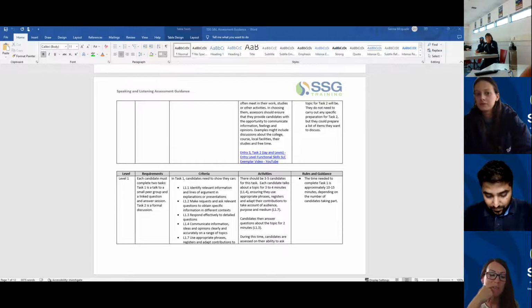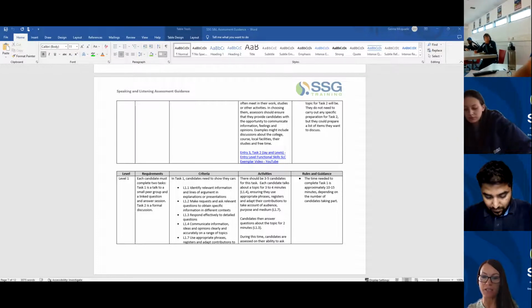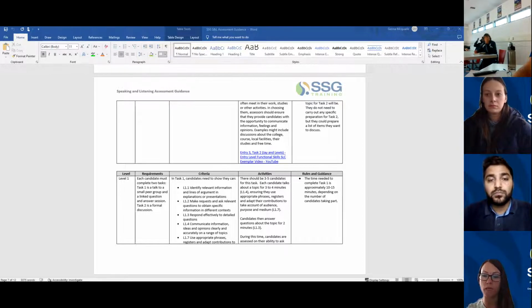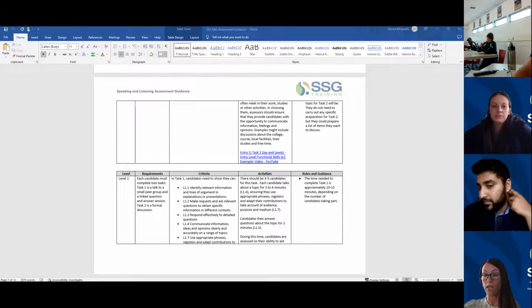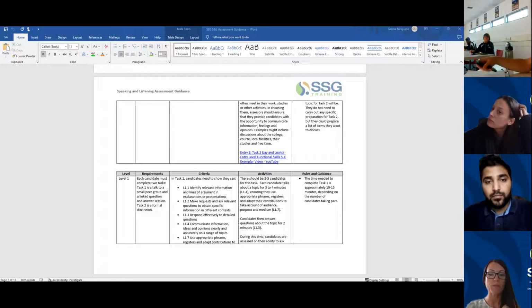So this is our speaking and listening standardisation session. The purpose of this session is to look at aspects of functional skills speaking and listening assessment for level 1, for level 2, to look at decisions and standardising our decisions to make sure that our candidates are getting the same experience and the same standard of assessment, whether they're being assessed over here or by this assessor or by that assessor. Everybody's getting the same level of assessment.